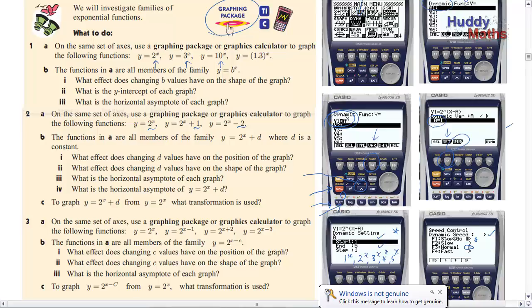We want to try and get models for anything at any rate of increase, any mouse population, bacteria grow more quickly, or anything like that. We've got to manipulate our function so that we can model those various situations. Okay, pause the presentation, have a go.